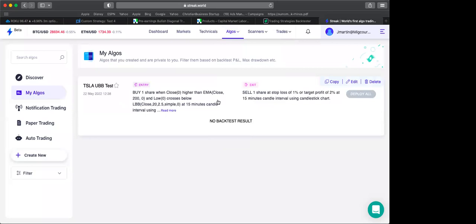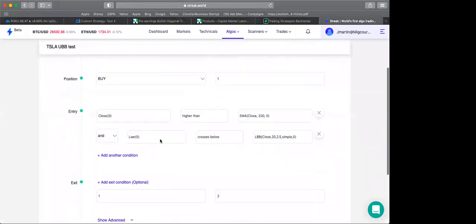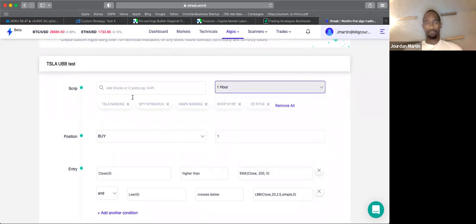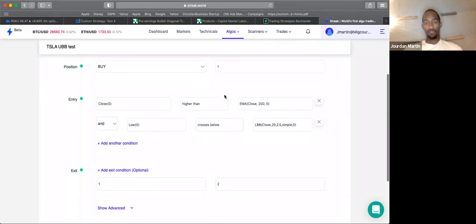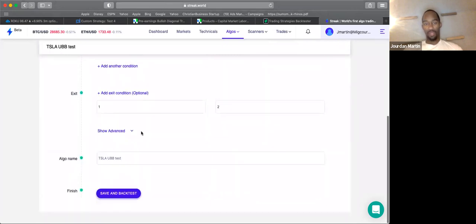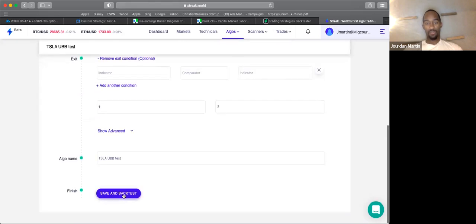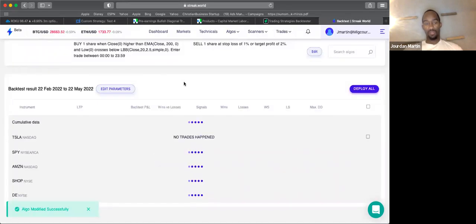You could set up a strategy and test the strategy. And this one you can use the time frame as well. Right, so you can do like a 1 hour time frame, put your stocks in here. I got Tesla, SPY, Amazon, Shopify, and Deere. All right, and this is an EMA, Bollinger Band. Got a 1% stop loss, 2% take profit. You can run the test.